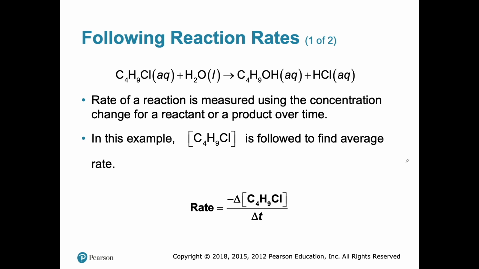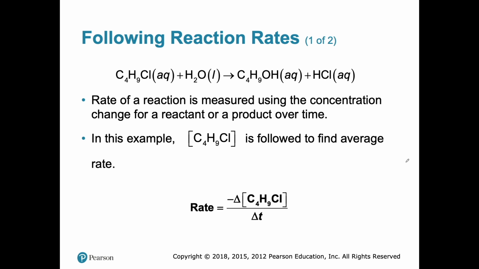And so the rate of the reaction is measured using the change in concentration of a reactant or a product over time. So here in this example, we're going to use one reactant, and that reactant will be chlorobutane. Since we're looking at the concentration of the chlorobutane, we're going to put the chlorobutane's formula inside the concentration brackets, right? And so the equation now is the rate equals negative change in chlorobutane over change in time.